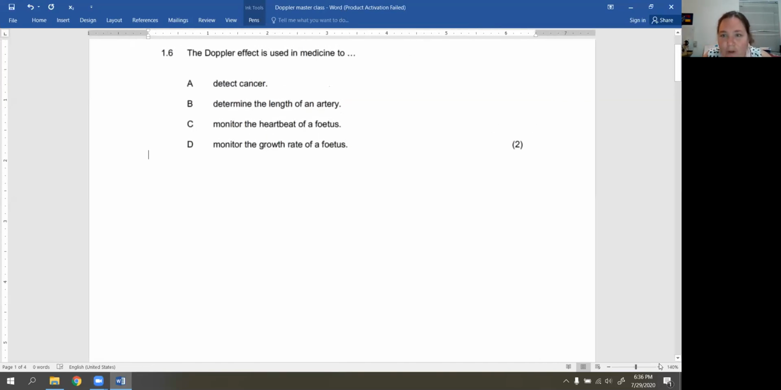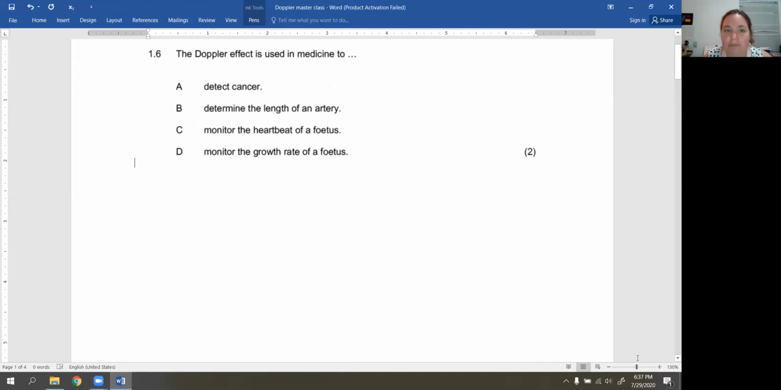I thought we'd start off with a multiple choice question, which should be really obvious to most of you, but I just thought it was a nice kind of groundbreaker because we didn't look at too many of the applications when it came to the Doppler effect. So I'm going to quickly pause and give you a chance to select your right answer. So question 1.6 says the Doppler effect is used in medicine to, please have a look and pick the answer that you think is correct.